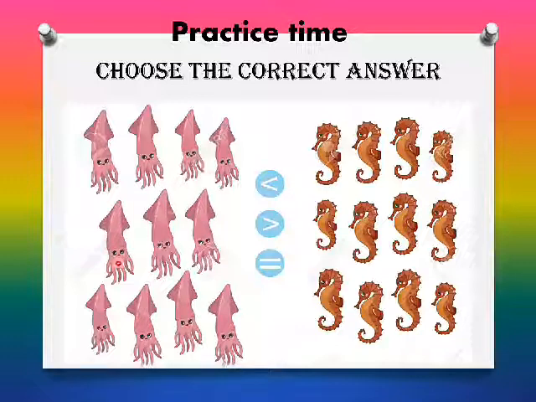1, 2, 3, 4, 5, 6, 7, 8, 9, 10, 11. How many pictures are given? 11. How many seahorse pictures are given? First group 4, second group 4, third group 4. So 4 plus 4 is 8, 8 plus 4 is 12. So in the squid fish, 11 pictures are given. In the seahorse picture, 12 pictures are given.